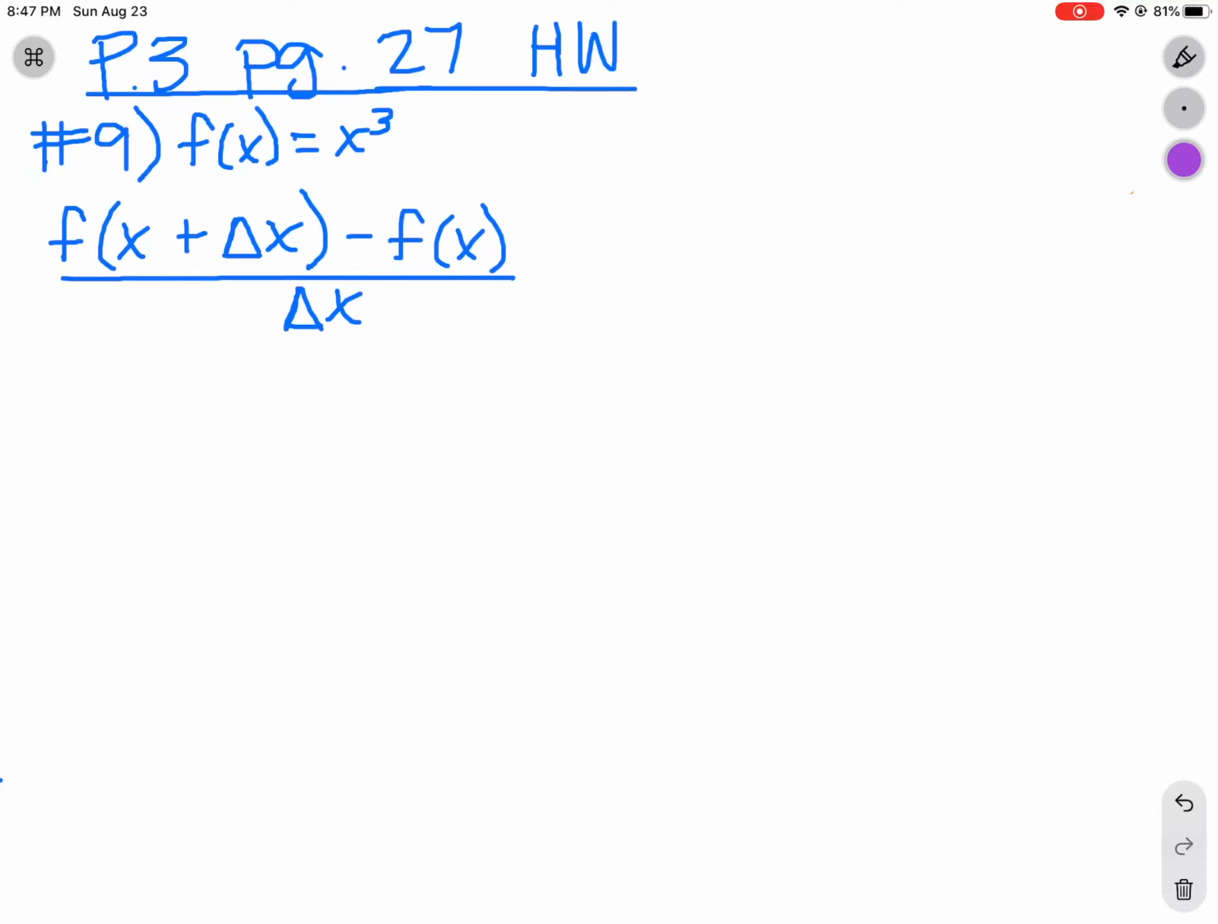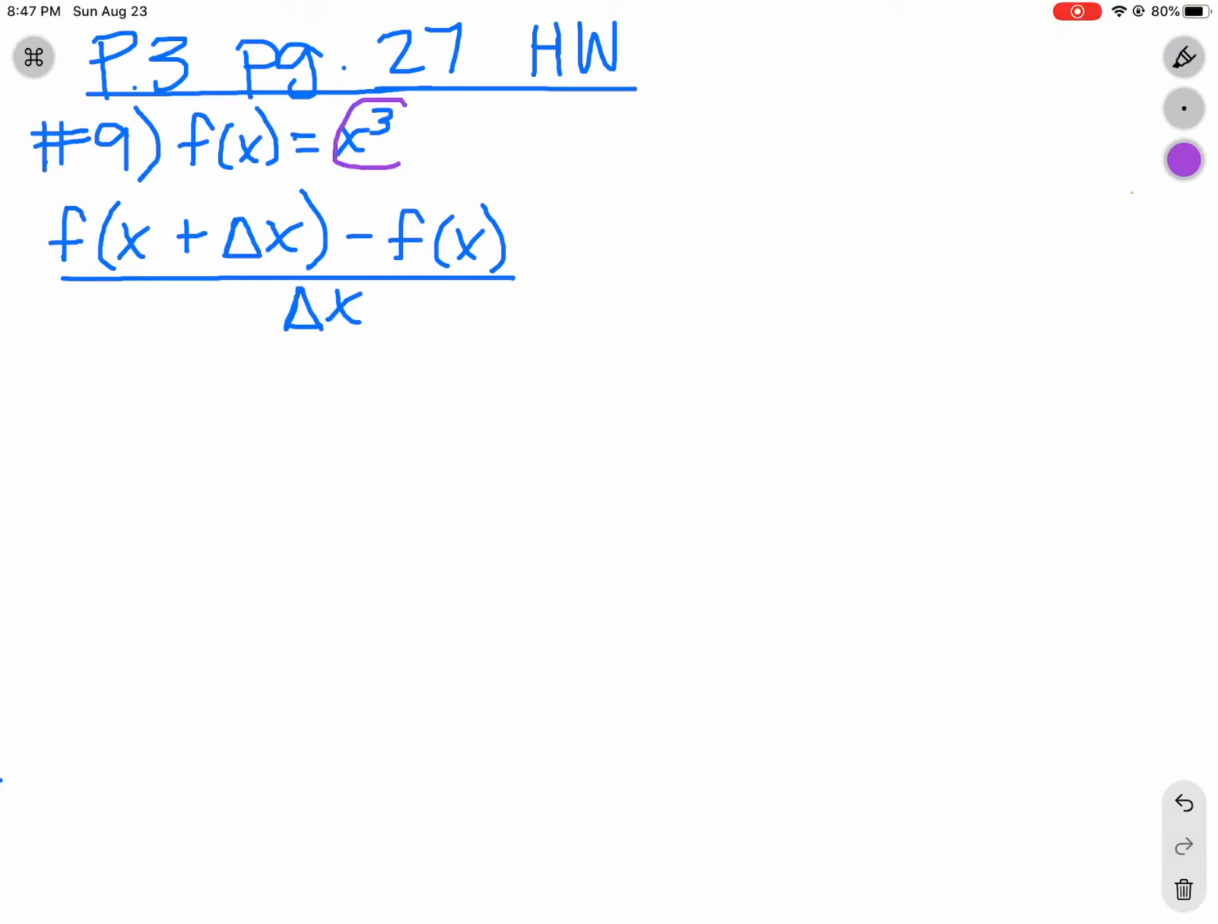I just wanted to hop on here really quick to do number 9 for you. Hopefully you guys tried this, but I wanted to maybe show you a quicker way of doing it that you wouldn't have remembered from Algebra 2 / college algebra. So hopefully you at least got the setup okay.